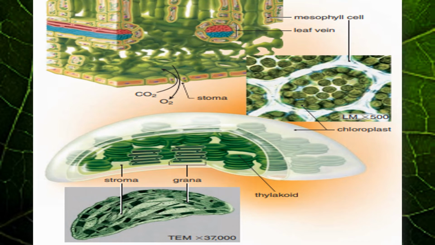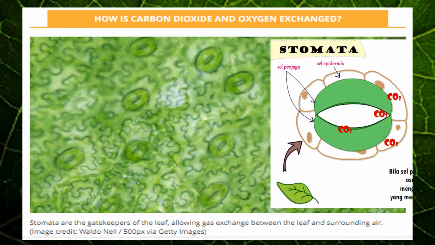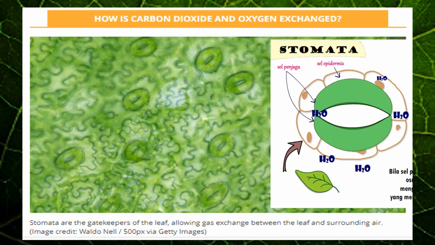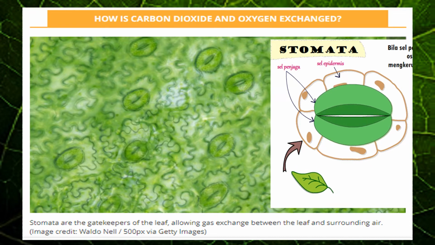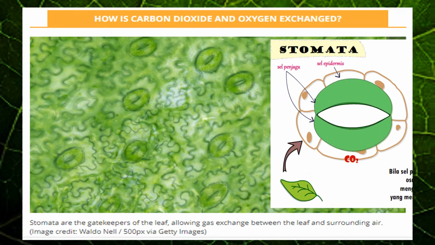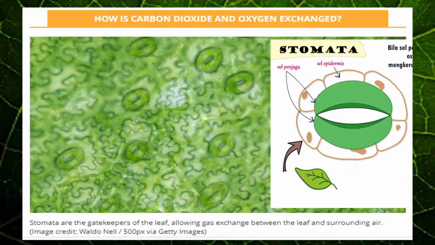So carbon dioxide enters the leaf and oxygen exits by way of microscopic pores. Ang tawag doon sa mga microscopic pores na yun ay stomata. Nakikita nyo naman ngayon sa figure. So again, if someone asks you in the future, how are carbon dioxide and oxygen exchanged? It is through the stomata. They are the gatekeepers of the leaf, allowing gas exchange between the leaf and the surrounding air.